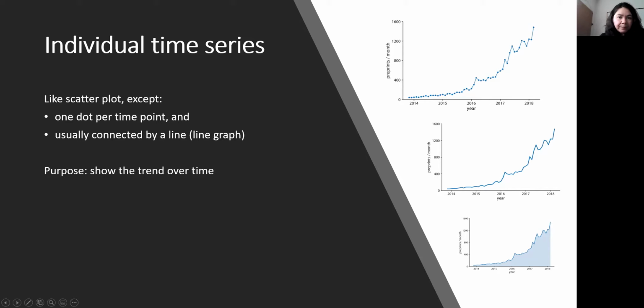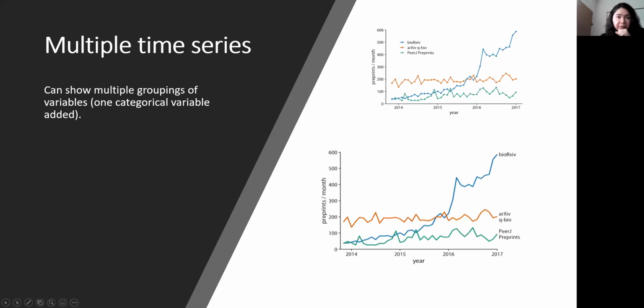Okay, the multiple time series is, as you would expect, adding one more categorical variable to the mix, and so we can have multiple lines going on. Again, we can have this dot version of it. You can see it gets more visually messy when we have multiple lines going on, because you have all the crossing and stuff like that. And so these you will usually see without the little dots added in.